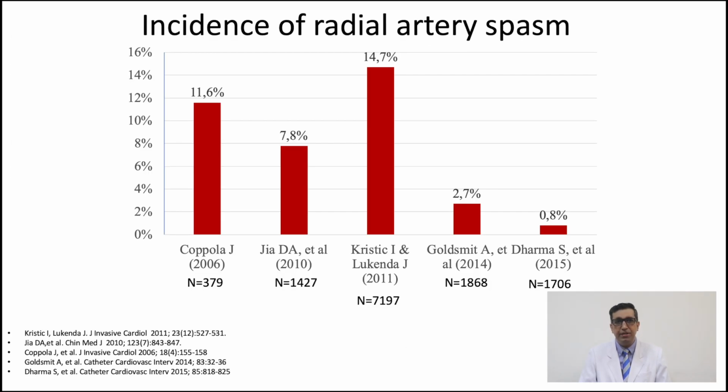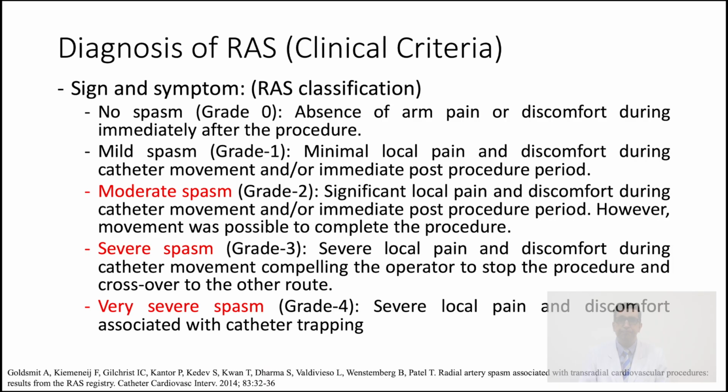This diagram shows the incidence of radial artery spasm, which varies between institutions. In a center with expert transradial operators, we can see that the incidence of radial artery spasm is very low, 0.8%. The diagnosis of radial artery spasm can be made by clinical criteria classified from grade 0, with absence of arm pain, to grade 4, with very severe spasm where there is severe local pain and discomfort associated with catheter trapping.